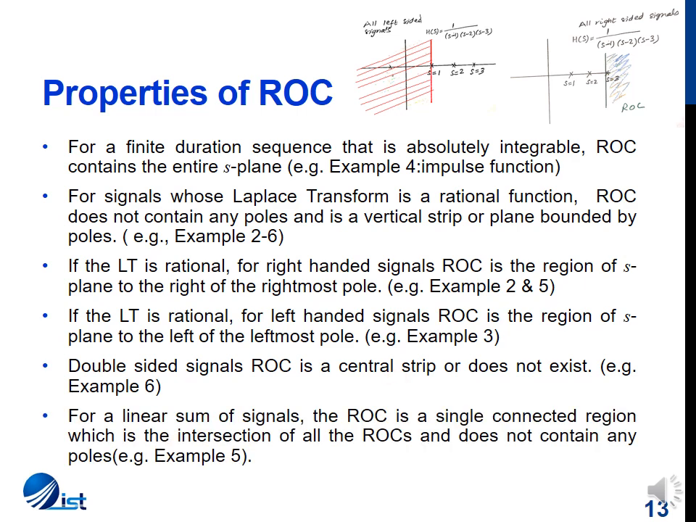And finally, for a linear sum of signals, the ROC is a single connected region which is the intersection of all ROCs and does not contain any poles. Again, as in example 5, the ROC is always going to be a connected region. It's not a disjoint region. For example, if we have 3 poles, the ROC cannot be split into two separate regions. The ROC is always a connected region. It is not disjointed.